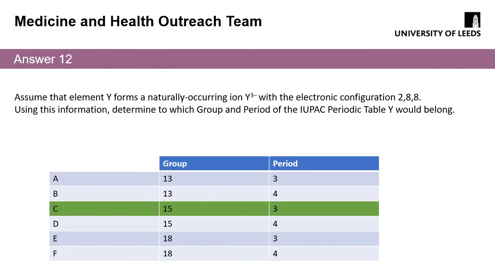The answer to question 12 is the option C. To work this out, you must realise the structure of the periodic table. So, we know that the group shows the number of electrons in the outer shell of the atom, and that the period shows the total number of shells of the atom. In this example, Y has gained a -3 charge. This means that 3 electrons have been added to the atom. The atom, Y, must then therefore have the electron configuration 2, 8, 5. This means that Y is in group 15 and period 3, as it has 5 electrons in its outer shell, as well as 3 shells in total.